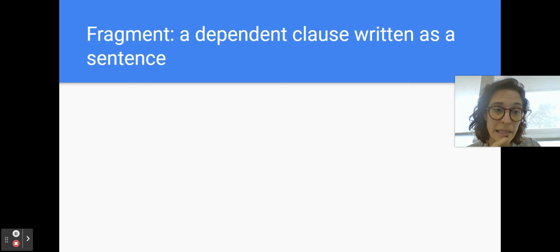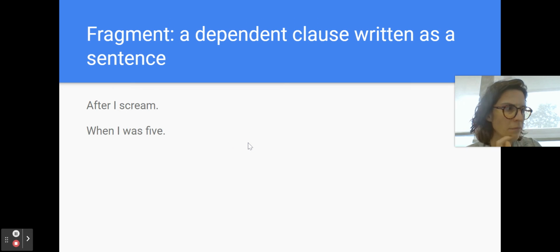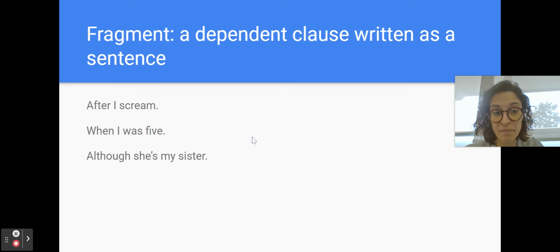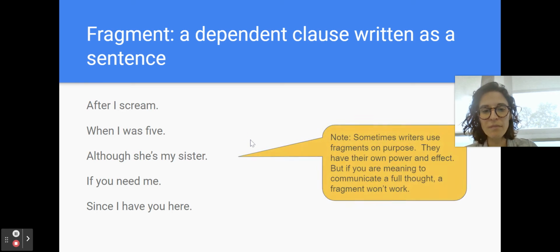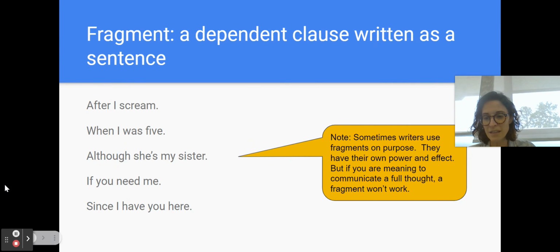But let's talk about what a fragment is. You may have heard this. That's a sentence fragment. Think about what the word fragment means. Like a fragment of glass or a fragment of a dream. Here are some fragments. They are dependent clauses written as a sentence. After I scream. Period. That is not a full thought, but it ends in a period. It's called a fragment. When I was 5. When you were 5, what? It's not a full thought, but it's written as a sentence. Although she's my sister. If you need me. Since I have you here. So these are sentence fragments.